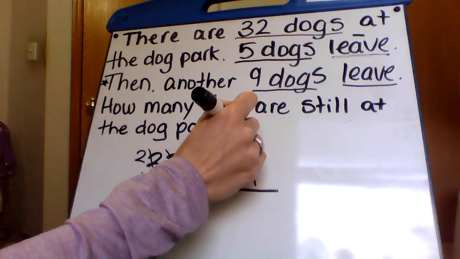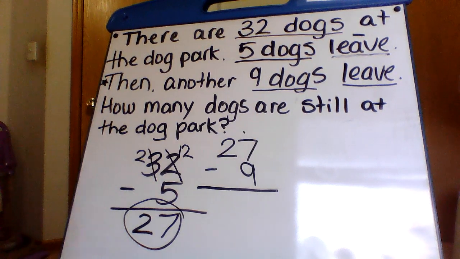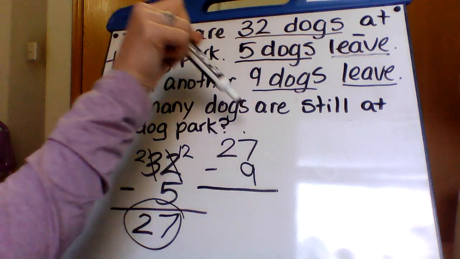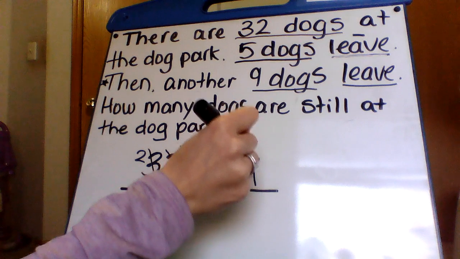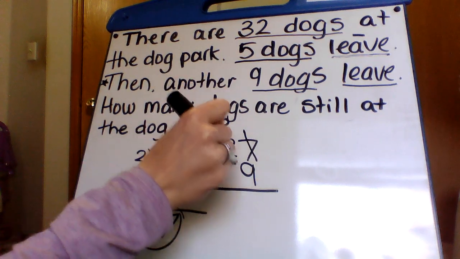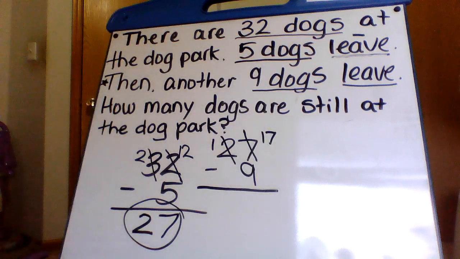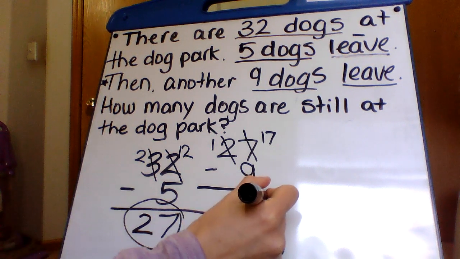So you have 7. Can you take 9 away from that 7? No, remember that when you're subtracting, the bigger number always has to be on top. So go to your neighbor, borrow 1. The 2 will become a 1, and the 7 will become a 17. 17 minus 9 is going to be 8.